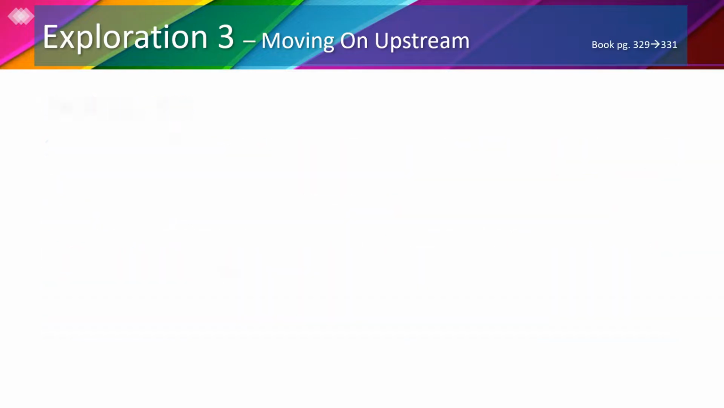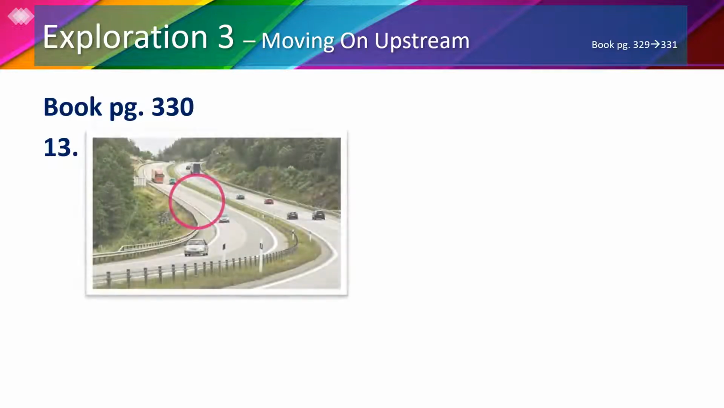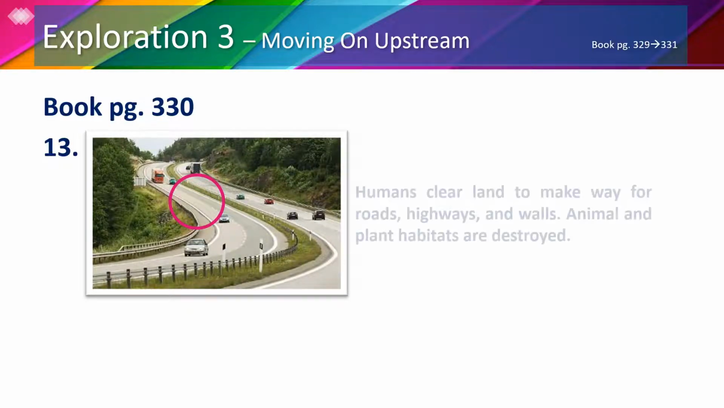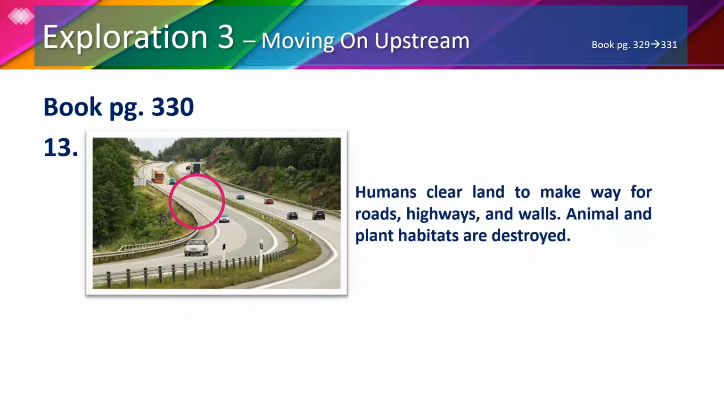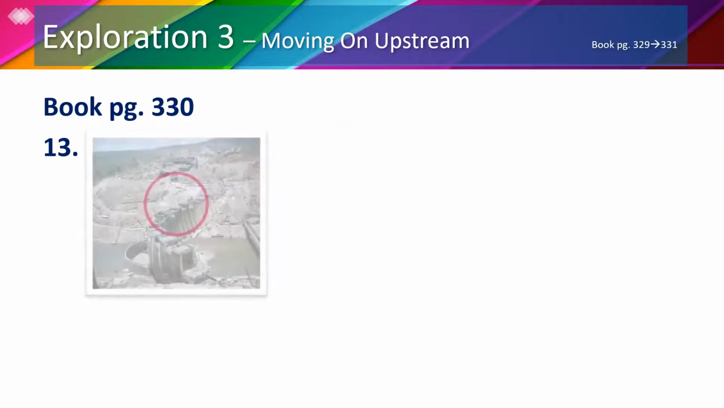On page 330, number 13, we're going to circle the area in each picture that shows a change humans made. I already circled one area. We will circle another one as we read each caption. Humans clear land to make way for roads, highways, and walls. Animals and plant habitats are destroyed. So we can also circle this area here where it shows a change humans made to the roads.